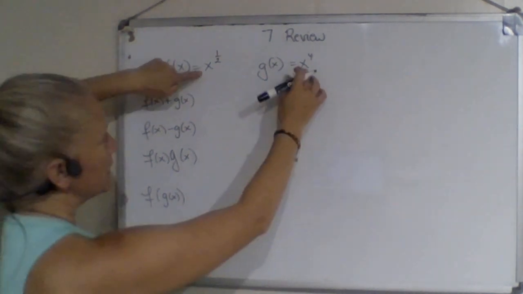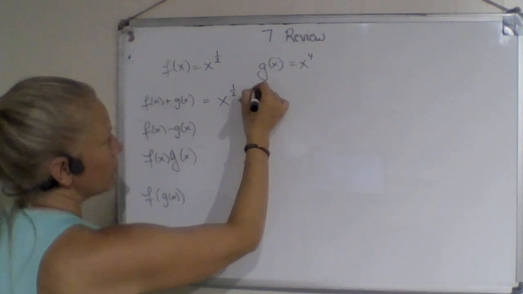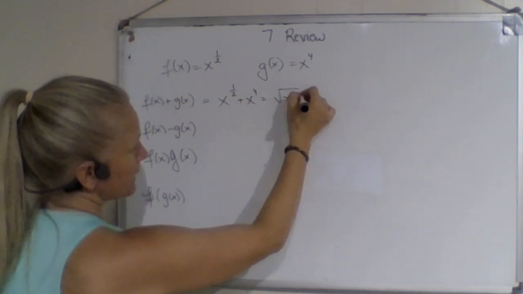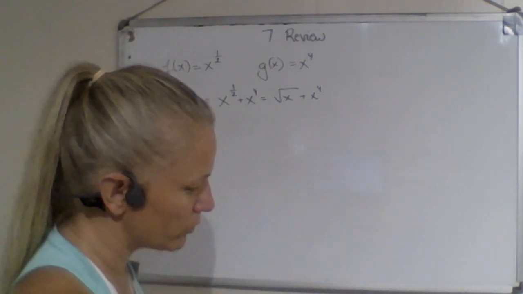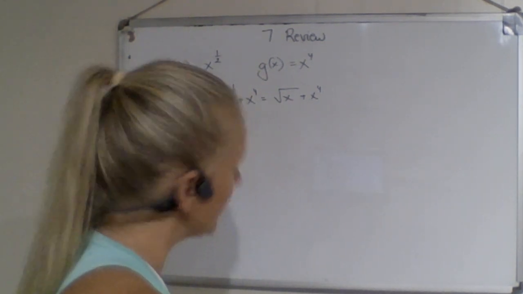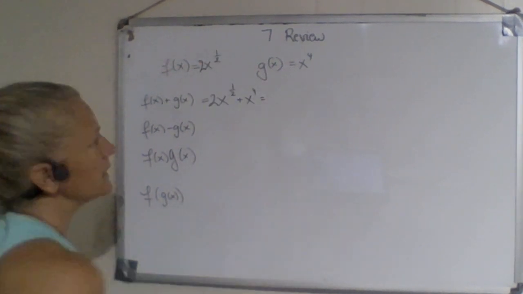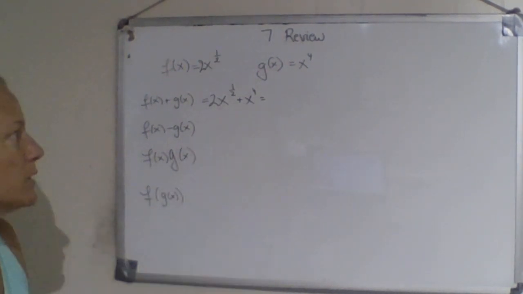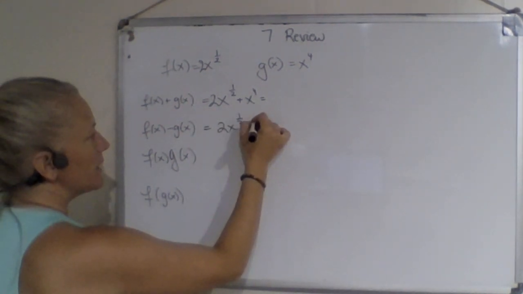When I add them, I literally just add them. This becomes x to 1/2 plus x to the 4th, or square root of x plus x to the 4th. And that's where we leave it. We don't mess with it at all. You don't even have to write it as, oh, this has a 2 in front of it. I'm sorry, so we don't even do this. That's it. We just add them up. When we subtract them, same thing: x to 1/2 minus x to the 4th.